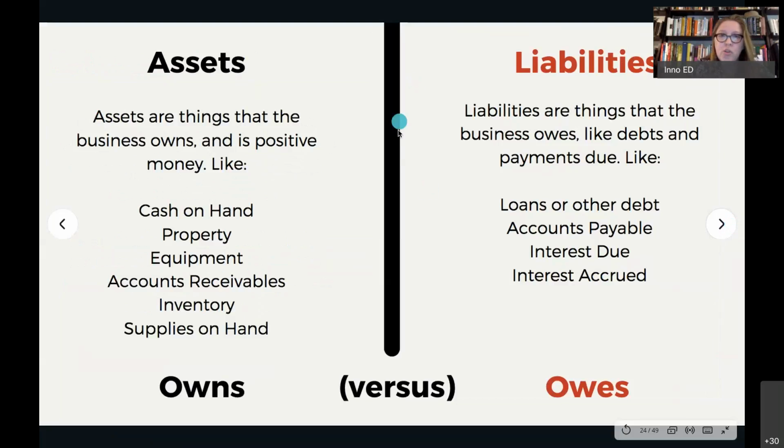So this again just shows us the one versus the other. Assets are things like cash on hand, property, equipment, payments that are coming in, inventory that you have, and supplies. Liabilities are things like debt or loans, bills that you owe, so accounts payable, or interest that you have to pay, or future interest that you have to pay. And you're balancing them one versus the other to see which one comes out more strongly.